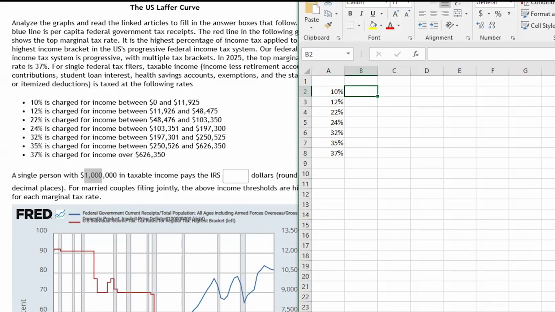So they're going to pay 10% on this first 11,925. They're making $1 million, so their income is definitely over 48,475. But they're not going to pay 12% on the entire 48,475. They're going to pay it on the difference between the 48,475 and 11,926. Now I need to put an equal sign here. So on the next 36,549, they're going to pay 12%.